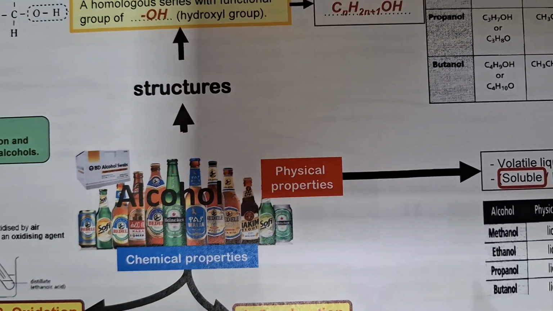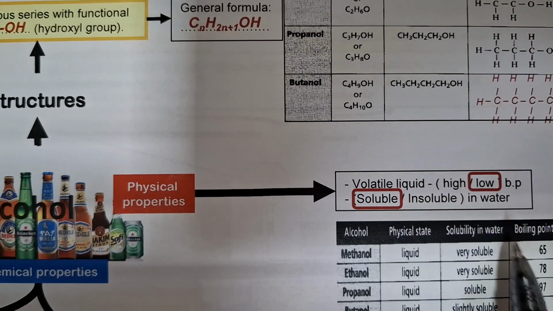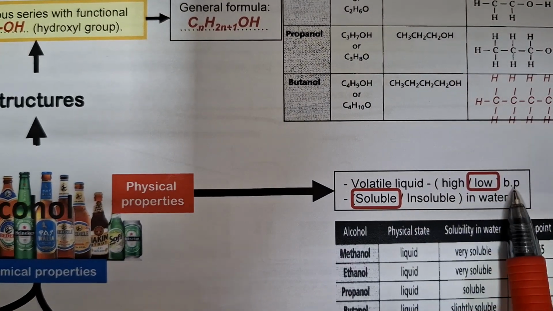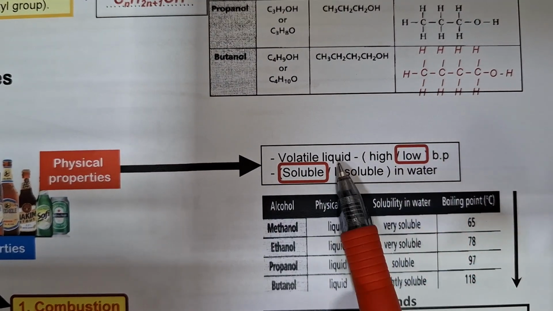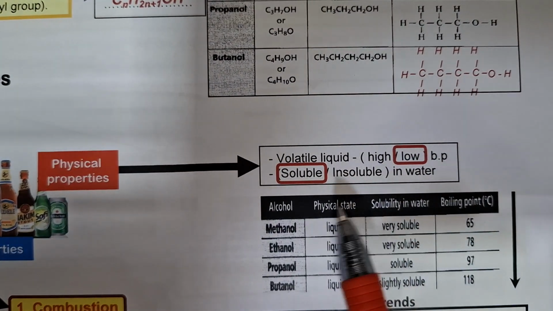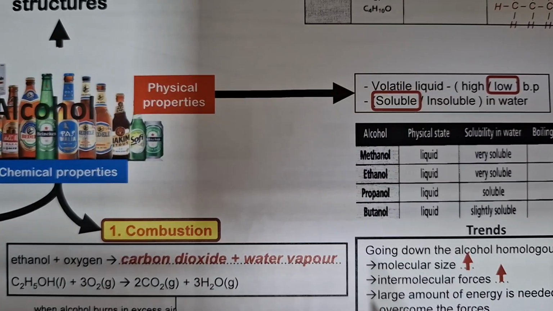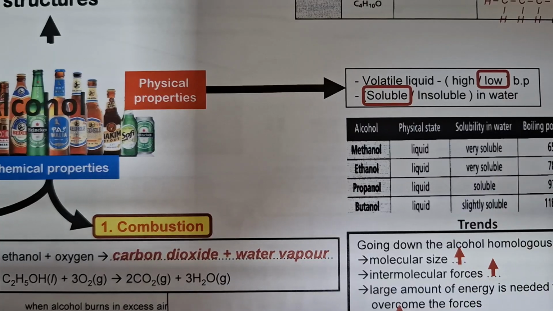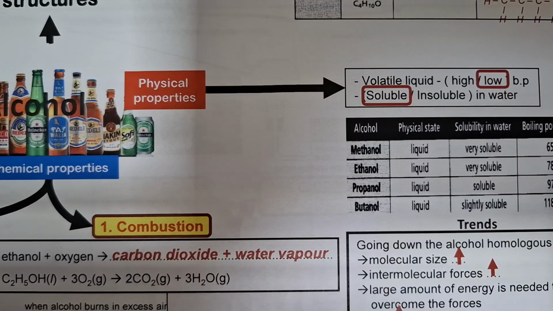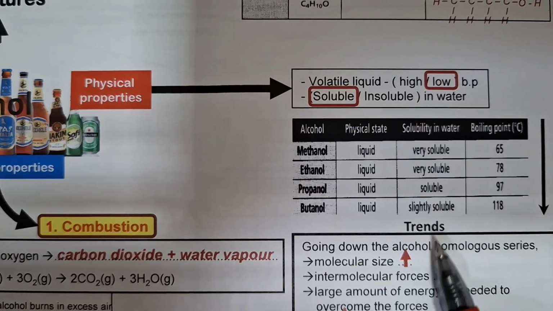And the physical properties of alcohol, boiling and melting point. It has a low melting point. It is a volatile liquid. Volatile means low boiling point, and it is soluble in water, obviously. For example, ethanol is soluble in water. In fact, all of them are soluble in water. You can see that the boiling point increases going down the homologous series. This is actually the trend.